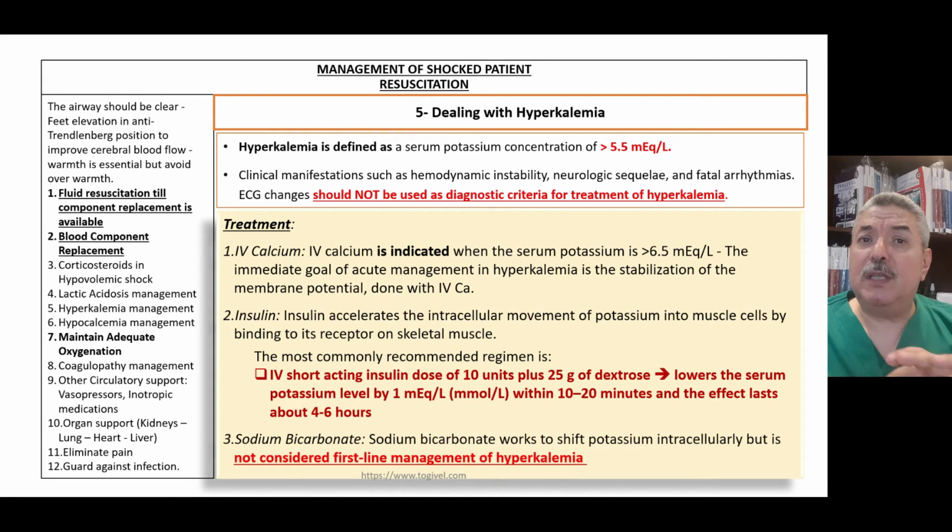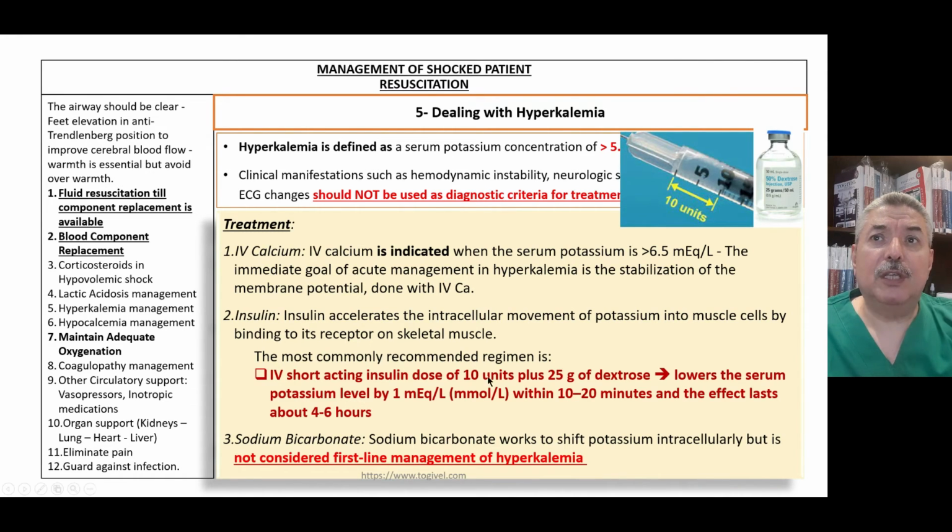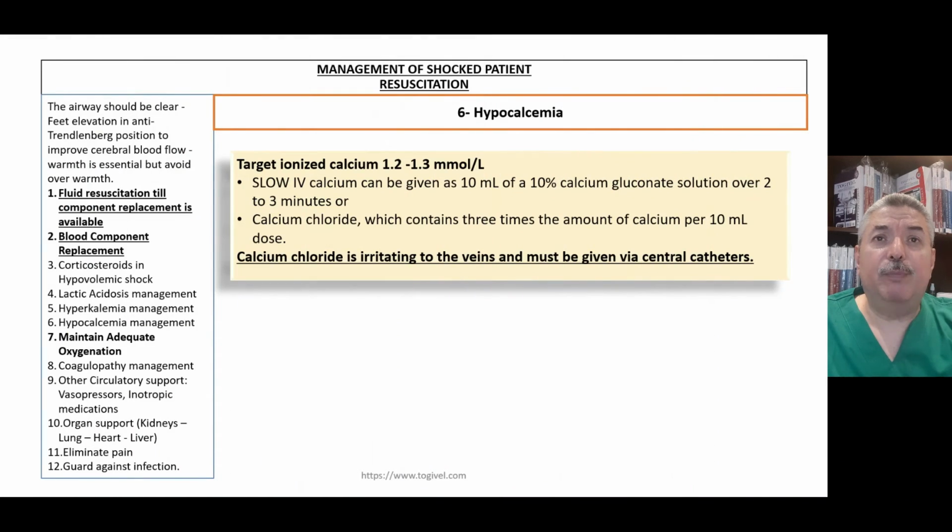Sodium bicarbonate is the last resort. We do not give bicarbonate in shock, so it is never considered as a first line treatment. This is what we give to reduce the potassium level by 1 milliequivalent: 10 units of short-acting insulin with 25 grams dextrose. The next problem is the hypocalcemia.